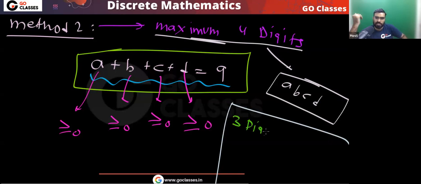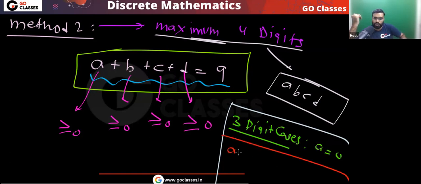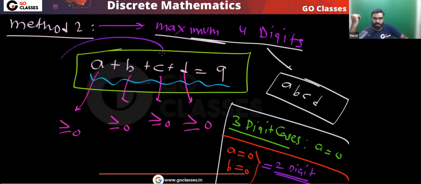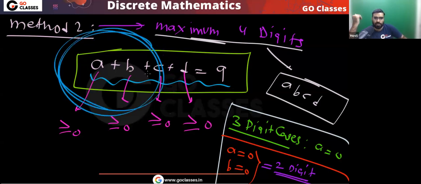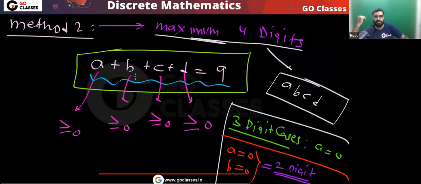If you want to consider 3-digit cases, then what do you need to do? 3-digit cases means a equal to 0. And if a, b equal to 0, which cases have you considered? If a equal to 0, b equal to 0, then you have considered 2-digit cases. And if a, b, c are 0, then you have considered the 1-digit case.